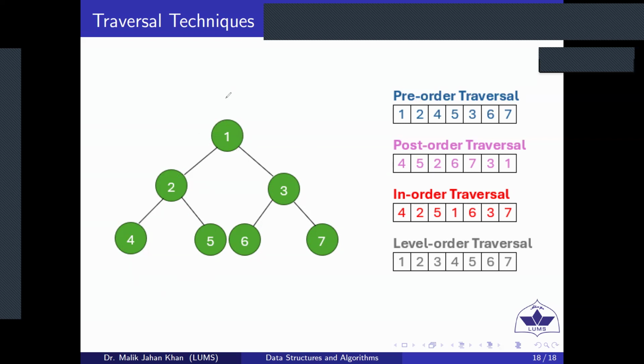We start with 1, go to the left side, go to the further left. So we check its left, that does not exist. So now as it does not exist, it's turn of the parent. So 4 gets printed. Then after processing the left side, it's turn of the parent. So 2 gets processed next. So 2 is printed.